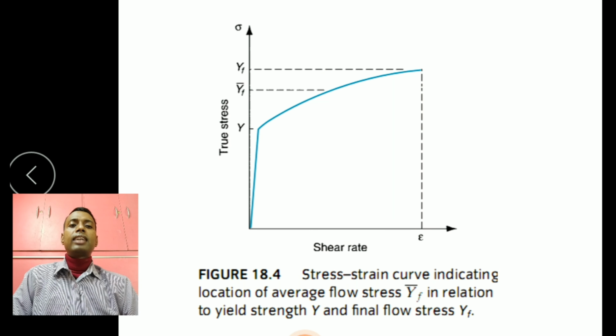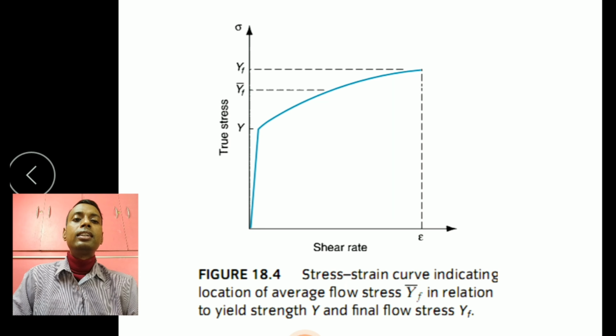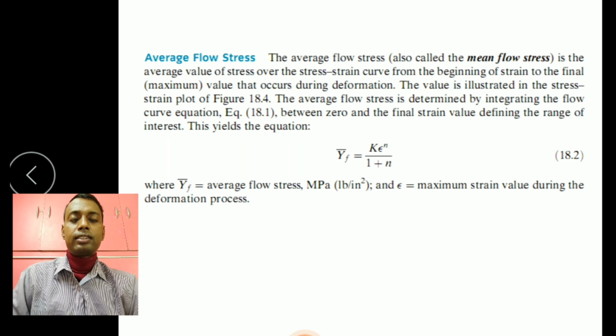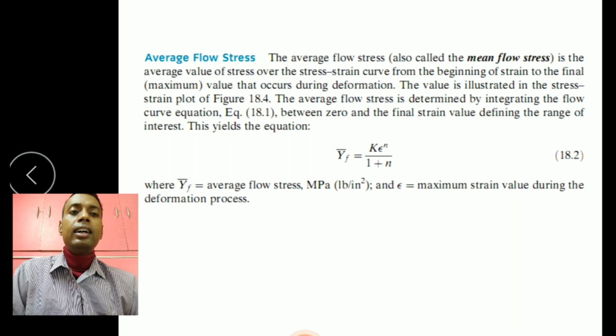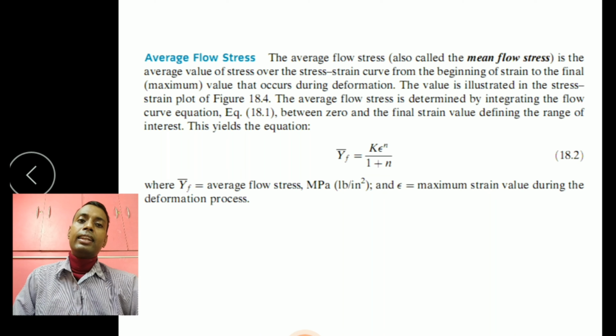Now the stress and strain curve, indicating the location of average flow stress YF and its relation to yield strength Y and final flow stress YF. Average flow stress, that's the mean flow stress, the equation is Y bar sub F equal to K epsilon to the power n divided by 1 plus n.